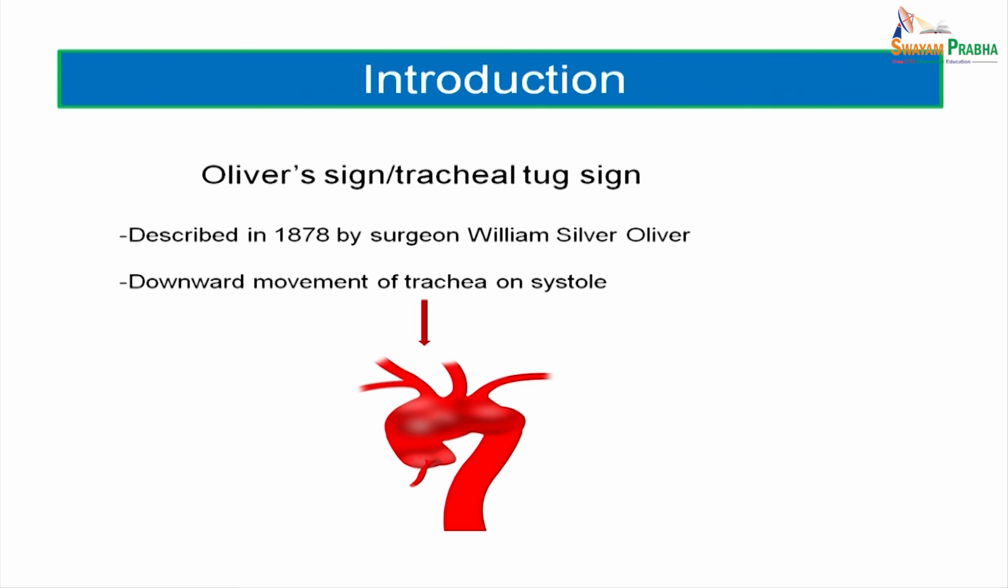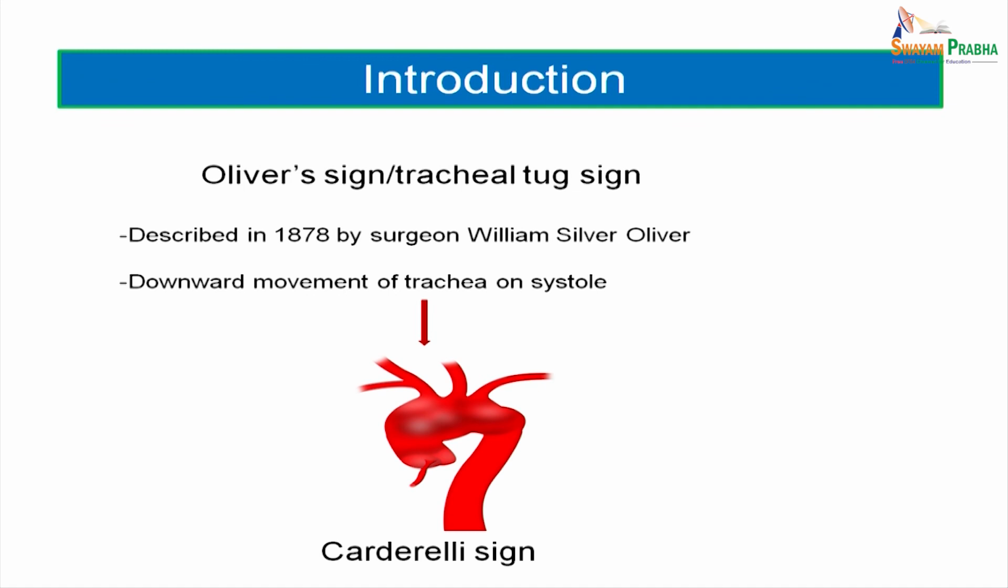Now the relation between the arch of aorta and the trachea and the left bronchus is the anatomical basis for the elicitation of the sign, or the sign becoming positive. A similar sign known as the Cardarelli sign was also described along the same era, and people use it synonymously, but actually there is a slight difference between the two. In Cardarelli sign there is an abnormal pulsation which is felt, whereas in Oliver sign you can actually make out the descent of the trachea. So there is a slight difference between these two signs.